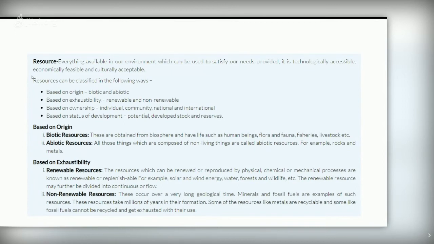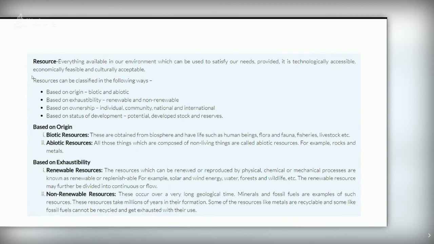And the resources are classified into four: based on origin, based on exhaustibility, based on ownership, and based on status of development. Now let's check out the first classification, based on origin. Biotic resources and abiotic resources.